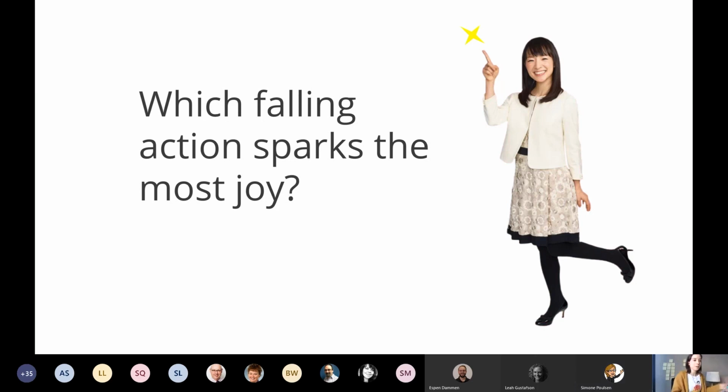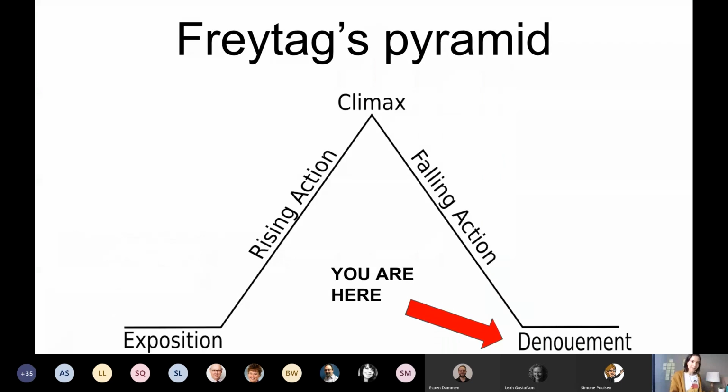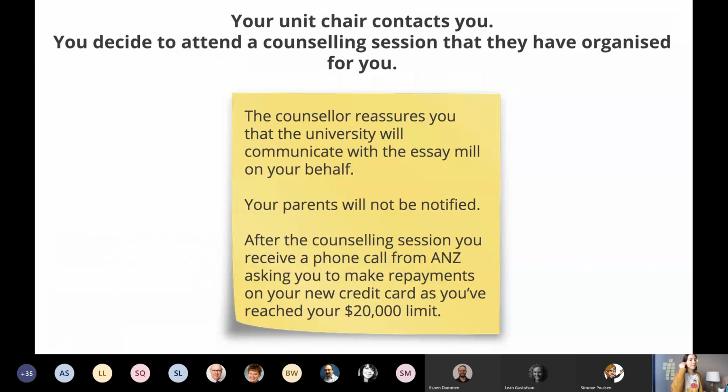So we'll come to a resolution at some point following that Freytag pyramid. Apologies, guys, I've mismanaged my time a little bit here. But what Lee's going to do is decide to attend a counselling session. So he's decided to take a good decision after all of this conflict. His counsellor reassures him the university's going to take care of it. His parents won't be notified because he's an adult, so he can rest assured there.